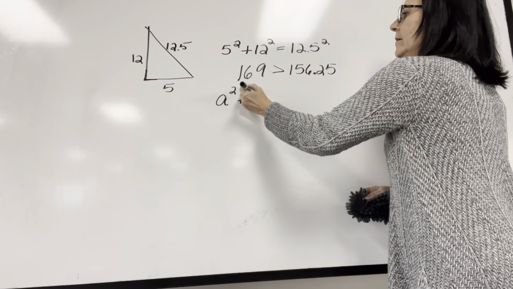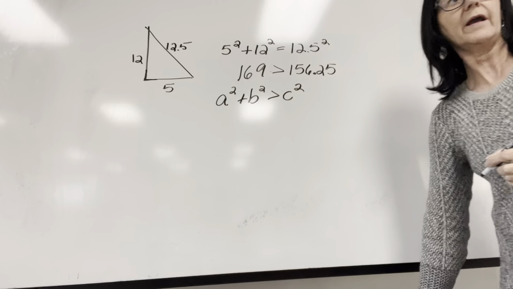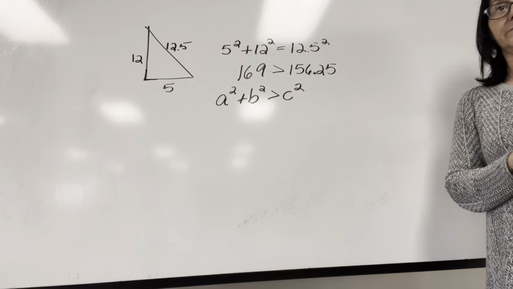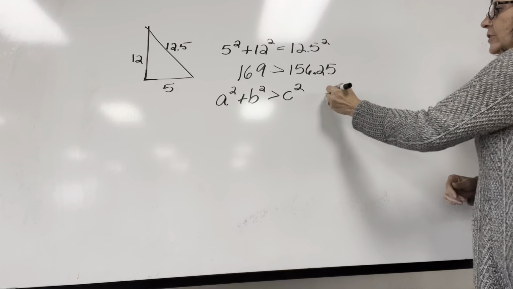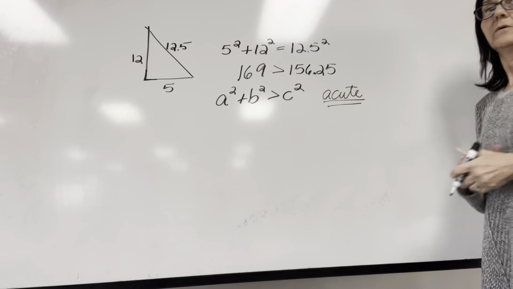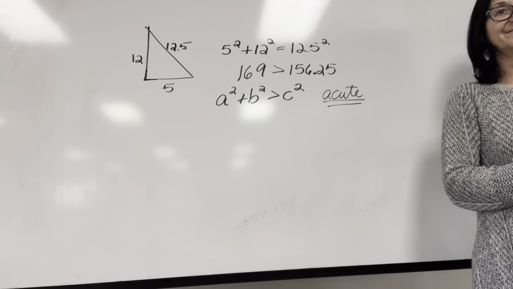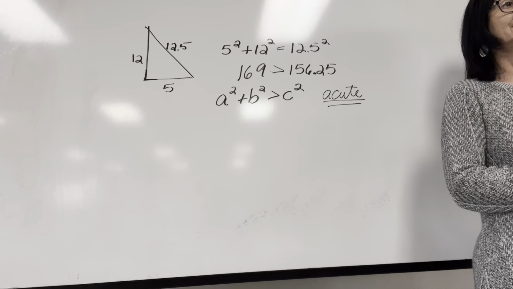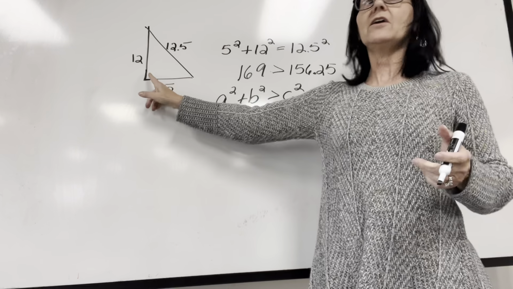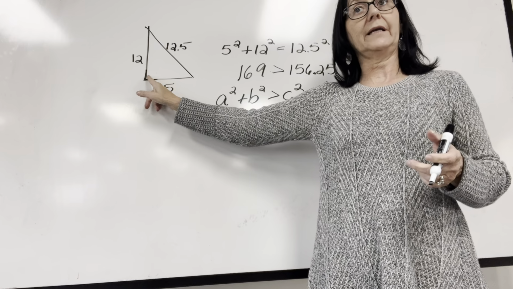But look, when a squared plus b squared is greater than c squared, everybody look, this is what you have to know. We have an acute triangle. It's a little cutie. Look at all those little cuties. This angle is less than 90 degrees.